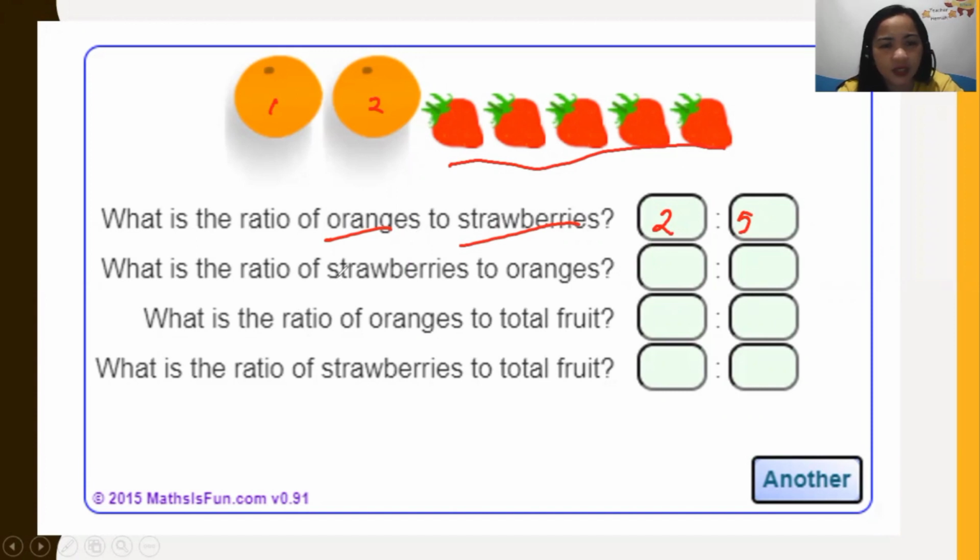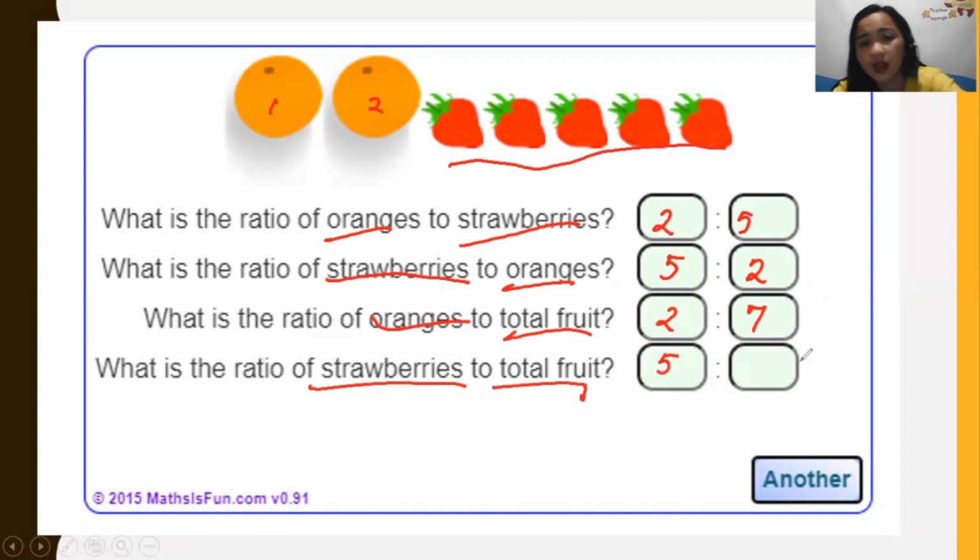And what is the ratio of strawberries to oranges? So we have strawberries is 5 and oranges is 2. What is the ratio of oranges to the total fruit? Oranges is 2. Bilang lahat ng fruit ay 7. And what is the ratio of strawberries to the total fruit? Strawberries is 5. And total fruit is 7. So these are the answers.